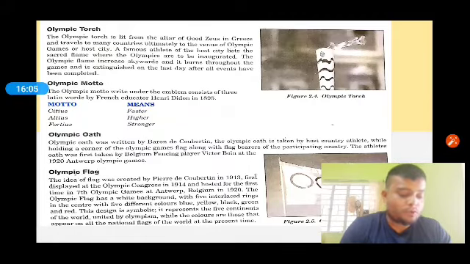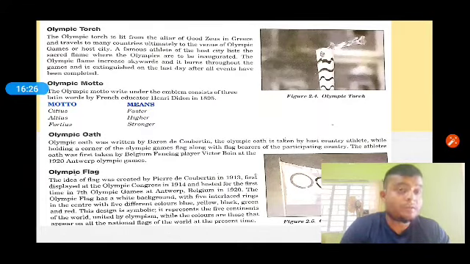Now, the Olympic oath. There's an oath which was written by Baron de Coubertin, and it is taken by the host country athletes, because after every 4 years there's a host country which organizes the Olympic event in different cities and different stadiums.